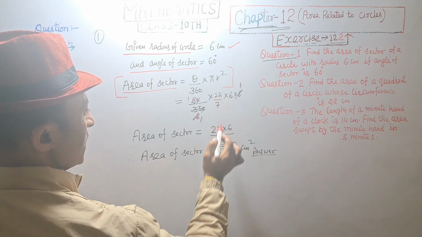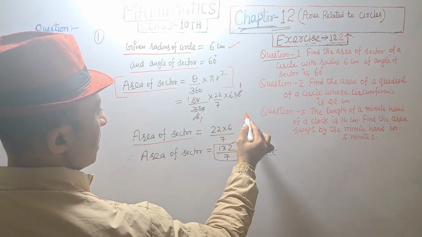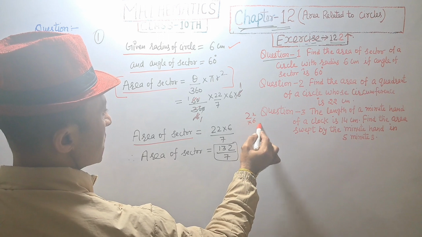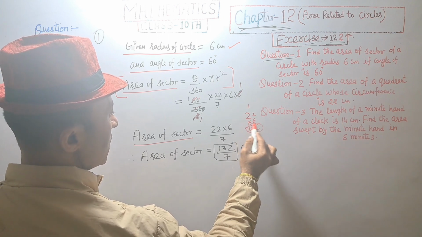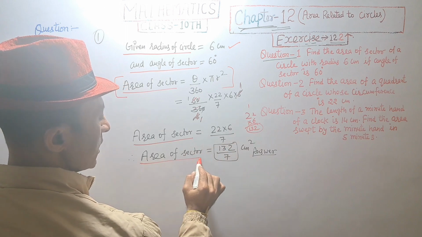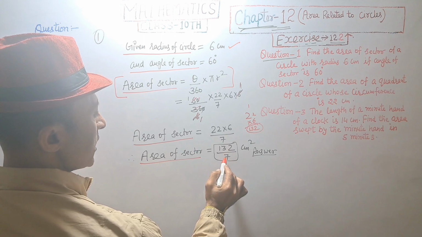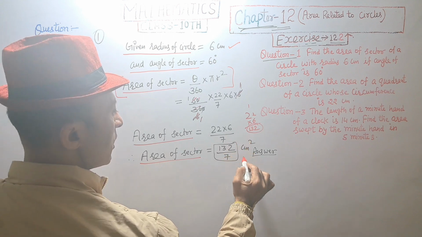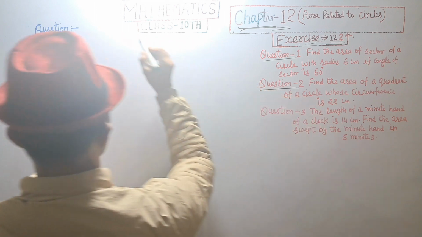22 into 6 divided by 7. Area of sector 22 multiplied by 6. 22 into 6. 6 2s are 12. 6 2s are 12 plus 1 13. That is area of sector is equal to 132 divided by 7 centimeter square. Answer. Question number 2.